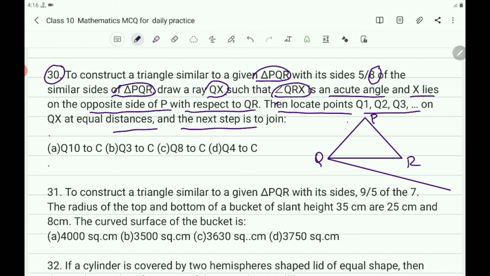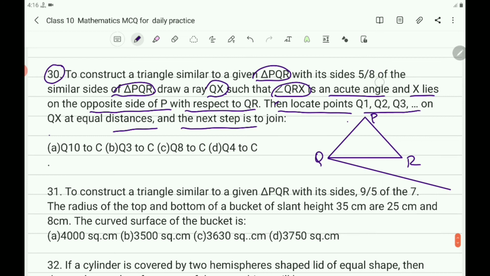And what is the next step here? The ratio is 5 by 8. So we have to join the part which is in the denominator. 8 is in the denominator, so we have to join Q8. Here we are marking Q1, Q2, Q3, Q4, Q5, Q6, Q7, Q8.